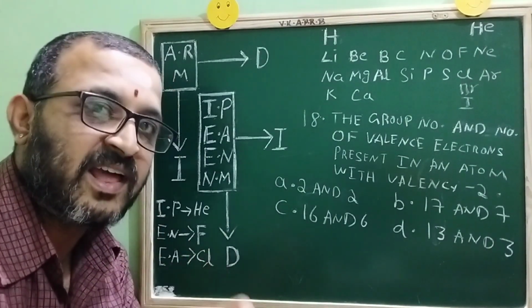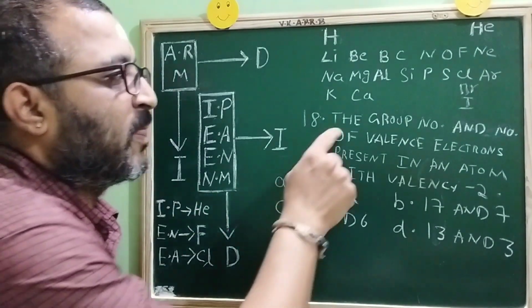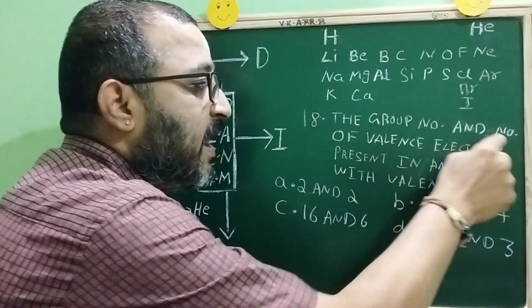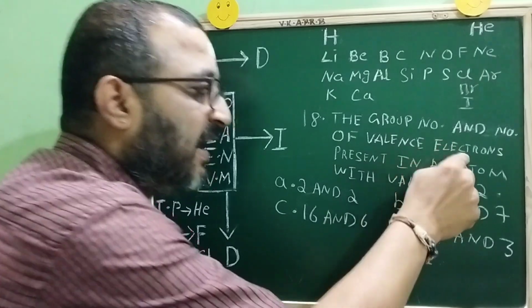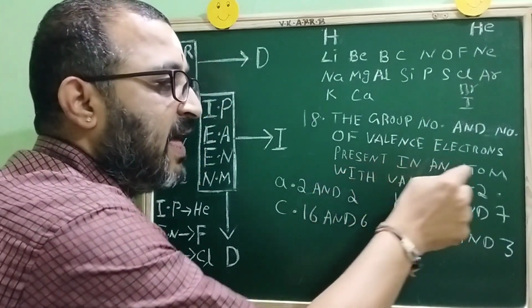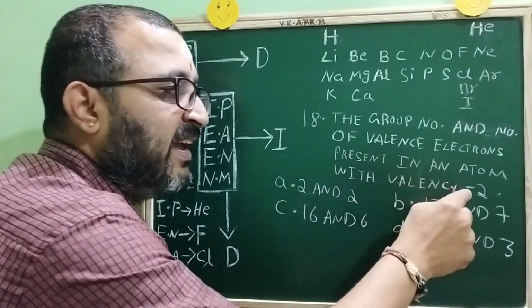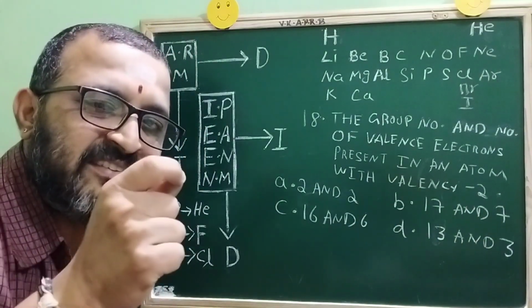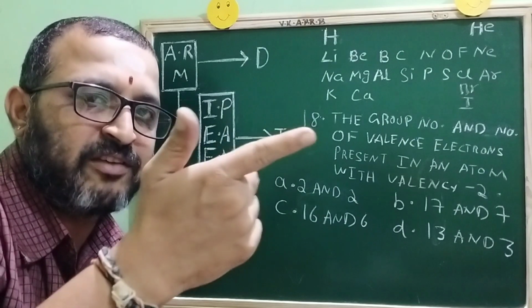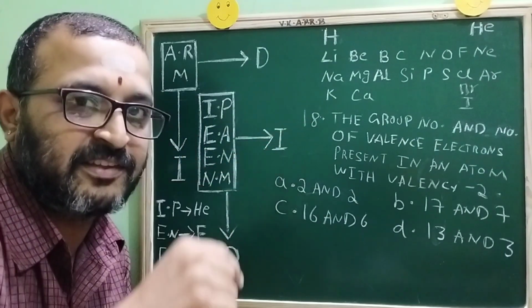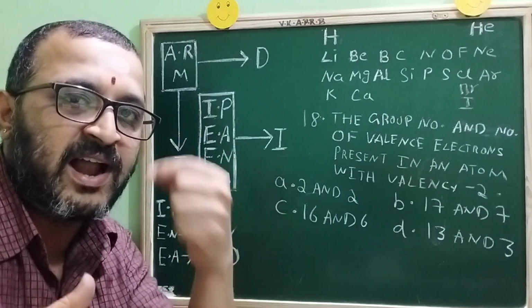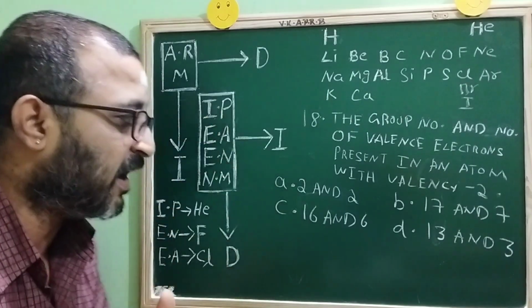Okay, children, let us move on to the next question. The group number and number of valence electrons present in an atom with valency -2. Children, one small question. Minus indicates gain of electron or loss of electron? Yes, you are right. Minus indicates gain of electron and plus indicates loss of electrons.